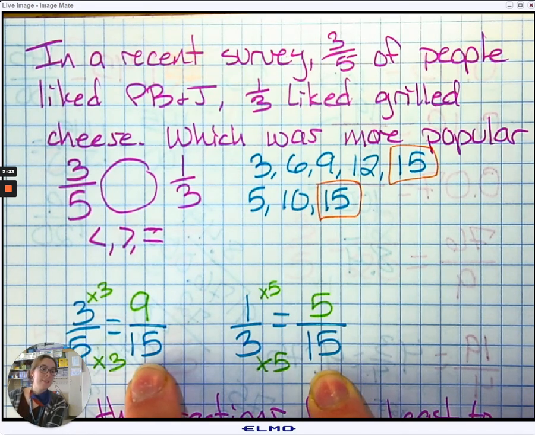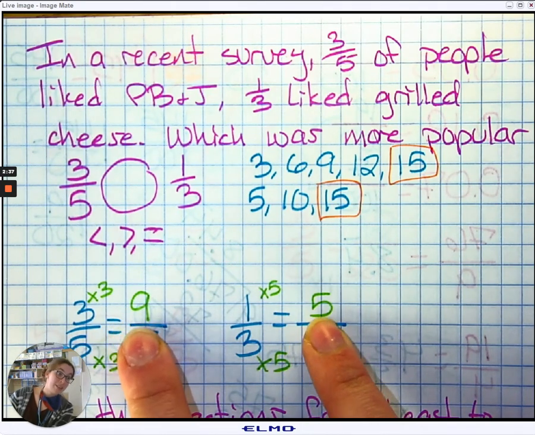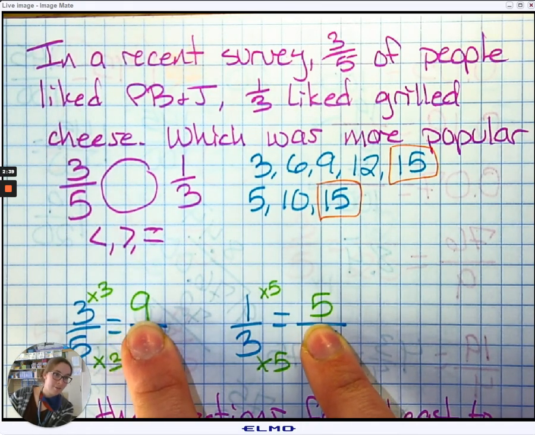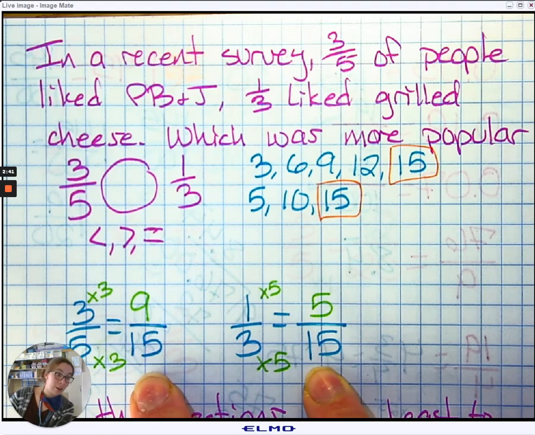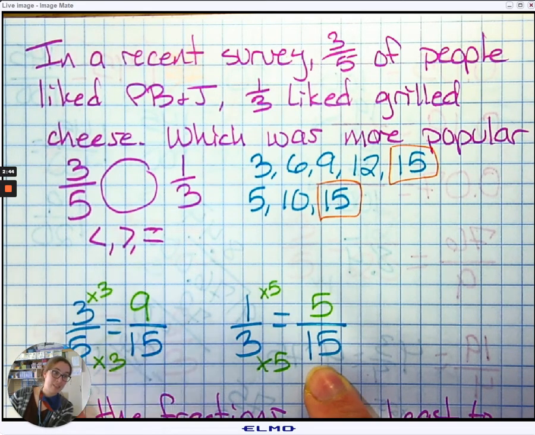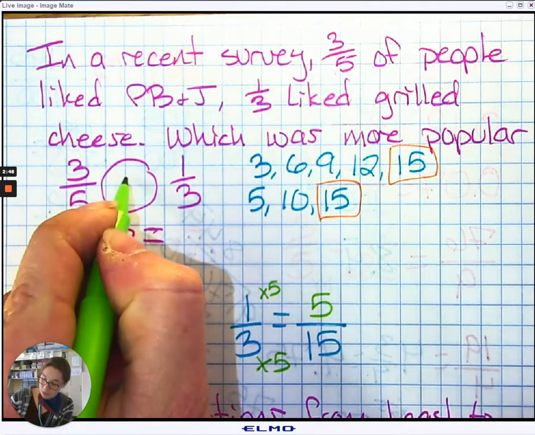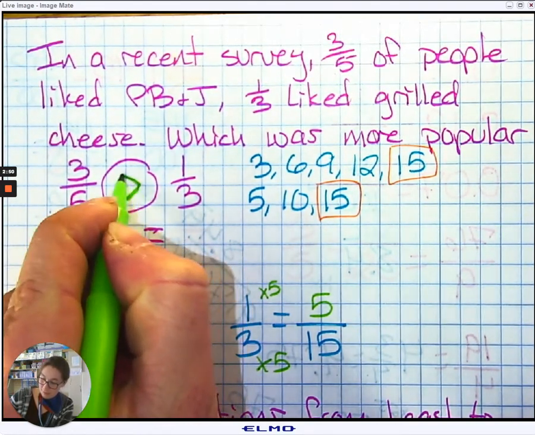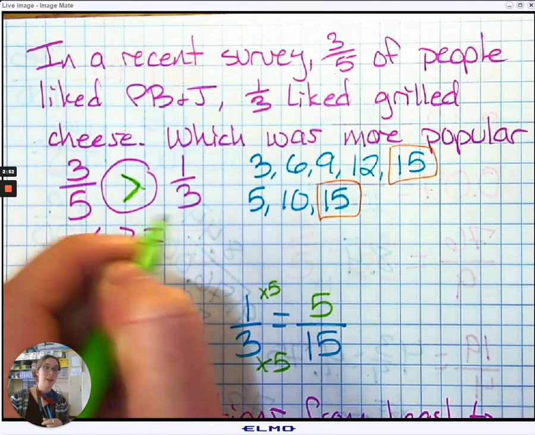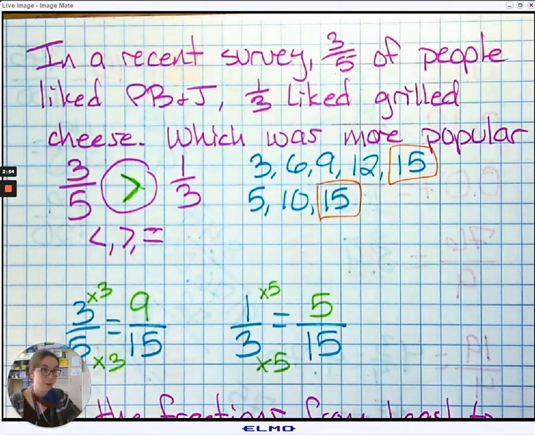So, 9/15 versus 5/15. I'm comparing my numerators. 9 is larger than 5. So 9/15 is larger than 5/15, which means that 3/5 is larger than 1/3. Which means I'm going to put my greater than symbol in here because 3/5 is greater than 1/3. More people liked peanut butter and jelly. Those people are correct.